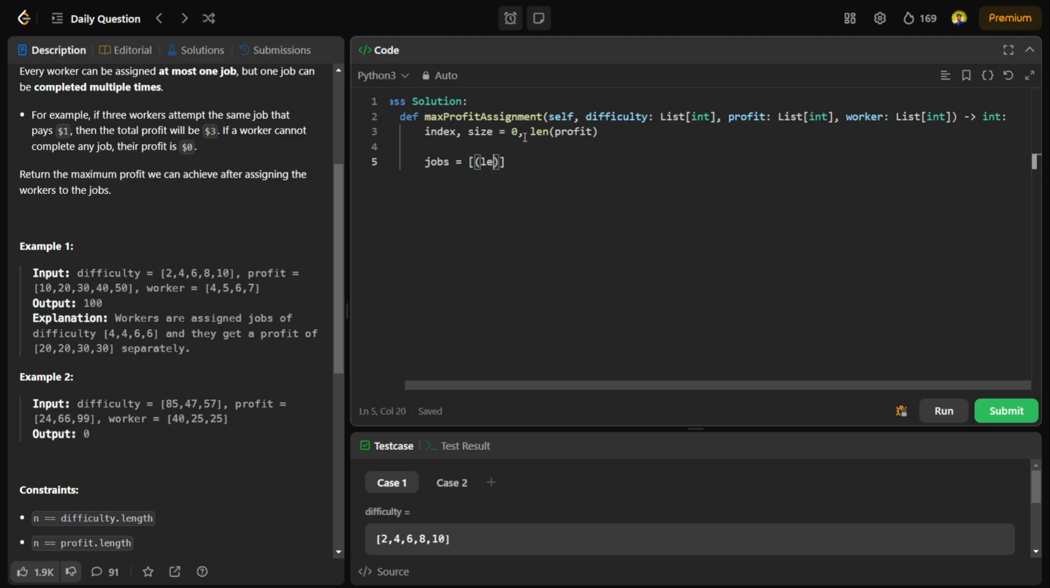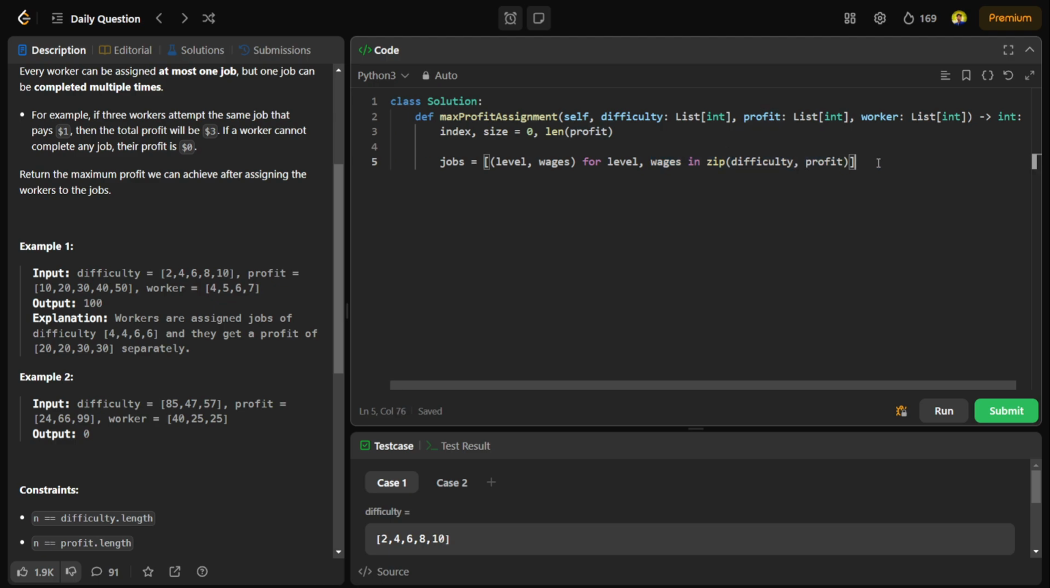So for each of them, I have a level and I have wages. The profit I will mark as wages for now. So I'll say, for level and wages in, in order to iterate both arrays in a single go, I can use the zip function. One element will be coming from both: one from difficulty and one from profit. So level will be coming from difficulty and wages will be coming from profit, and it will make a pair of them. Now I need to do the sorting for both.